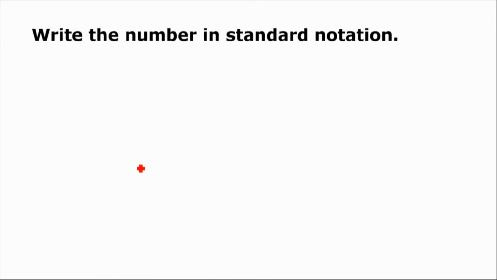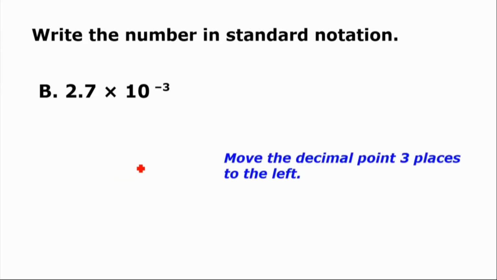Next, write the number in standard notation. 2.7 times 10 to the negative 3. Move the decimal point 3 places to the left because we have a negative sign. So 2.7, this is our decimal point. We're going to move it to the left 3 times: 1, 2, 3. Then we will just add zeros. This will be our new decimal point, then 0 here. So the answer is 0.0027.